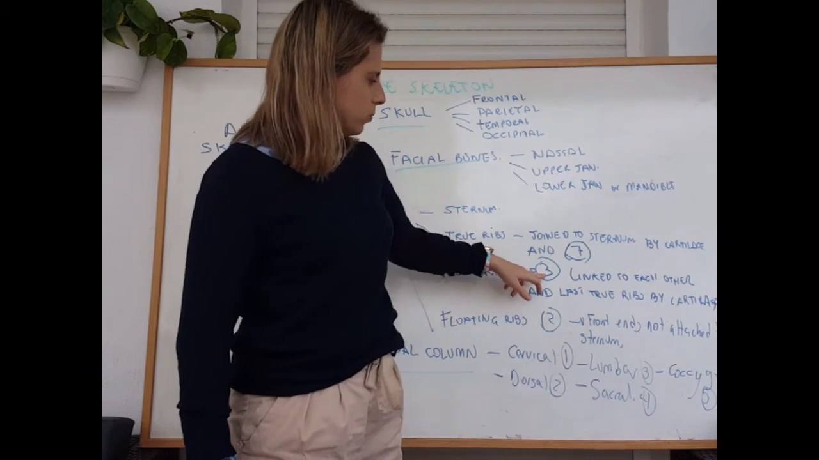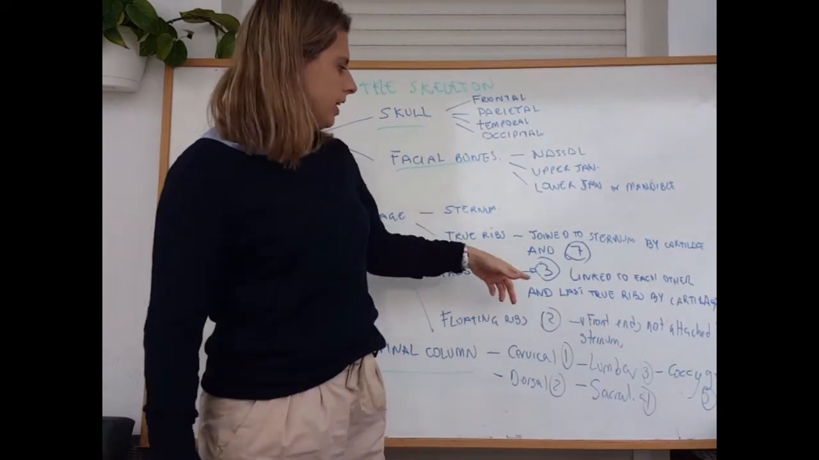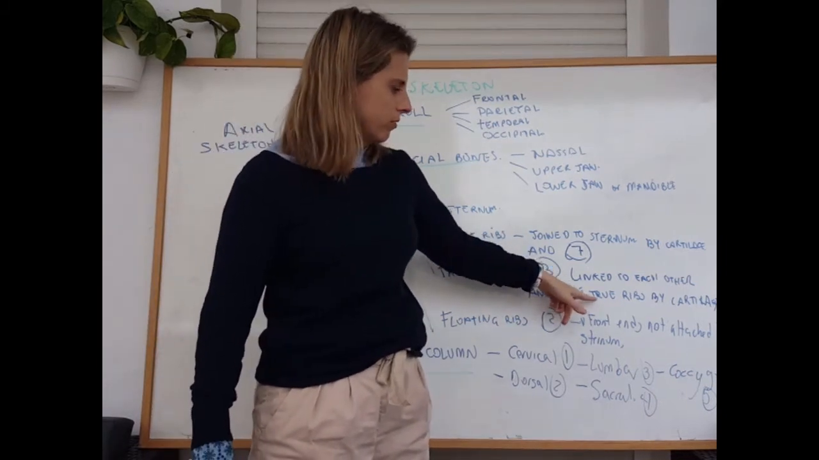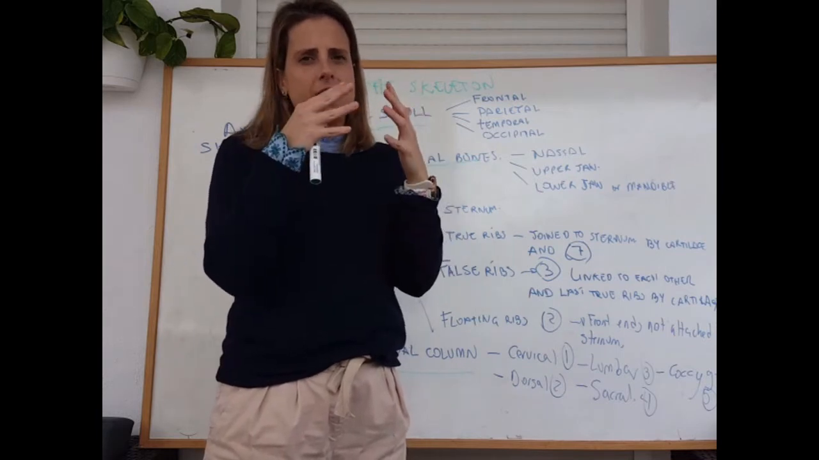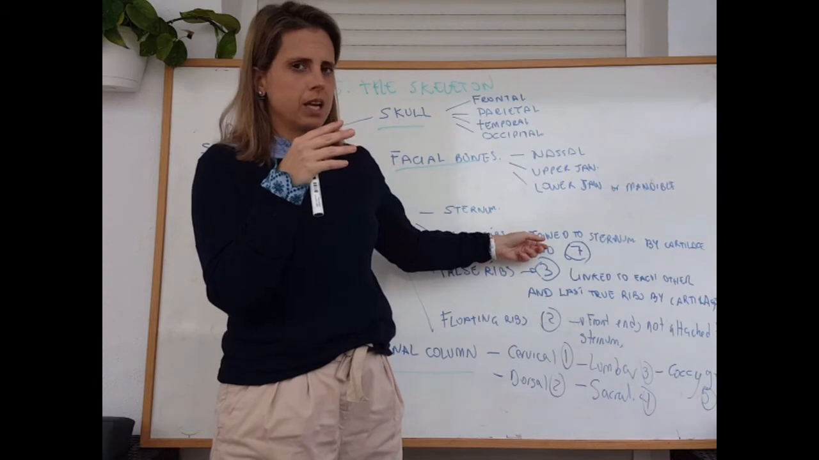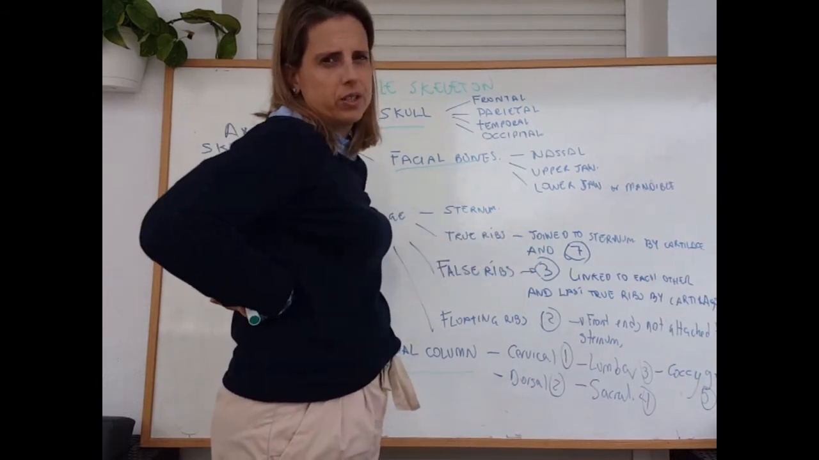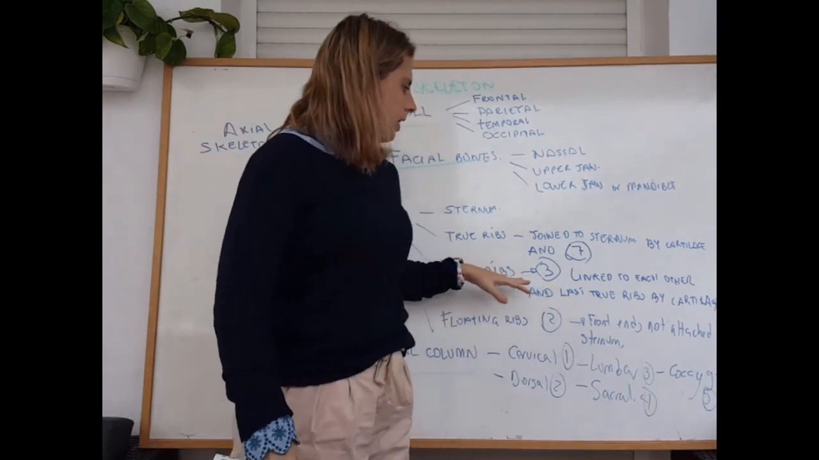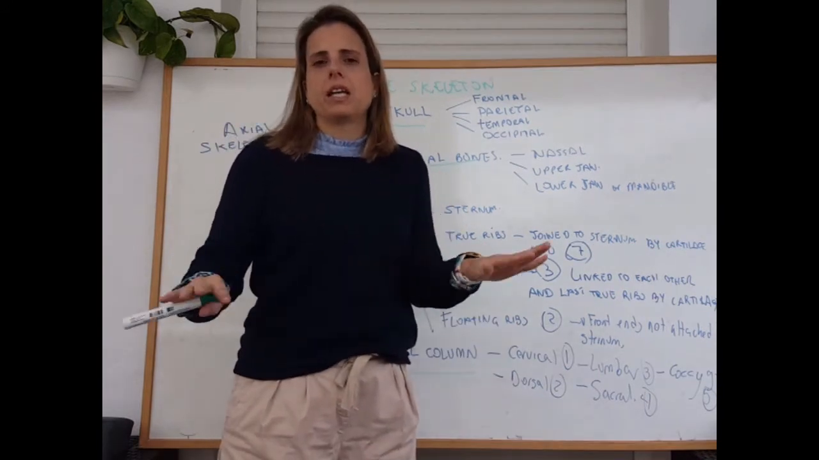False ribs, we have 3. They are linked to each other, and the last two ribs. What does this mean? That they are linked to each other and they are joined to the true ribs, not to the sternum. They are joined to the true ribs. And of course, they are joined to the backbone, no? To the spinal column. And floating ribs, they are not joined with any.